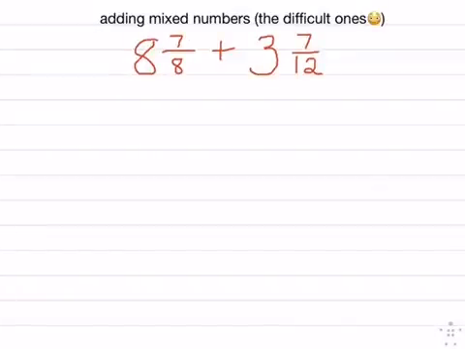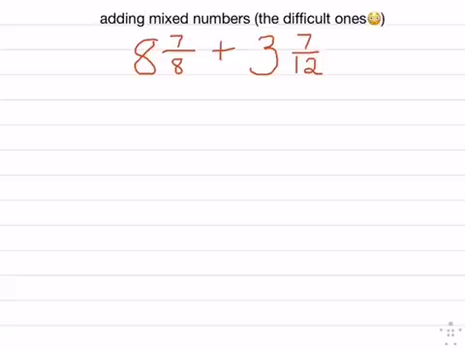Hello, and today we're going to try and add mixed numbers. And at the end, you're going to find they're a little trickier than you're used to. So, the first thing I look at is my 8 and 7/8 plus 3 and 7/12. My bigger number is first. Doesn't really matter for adding.